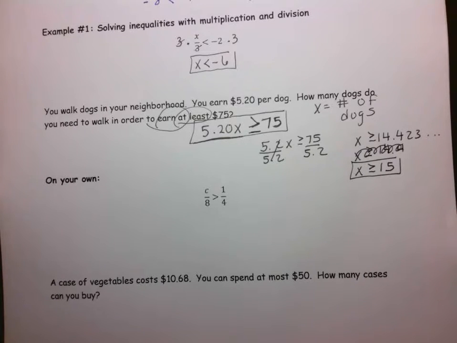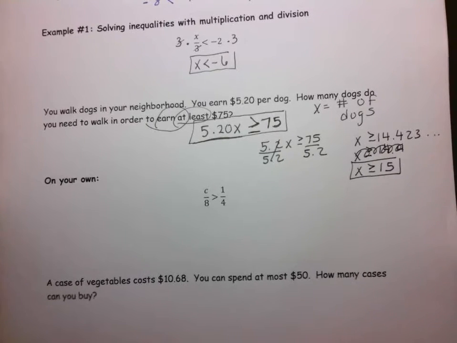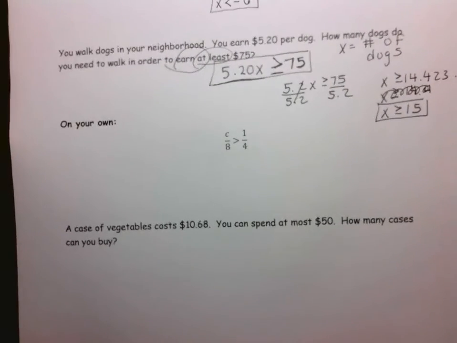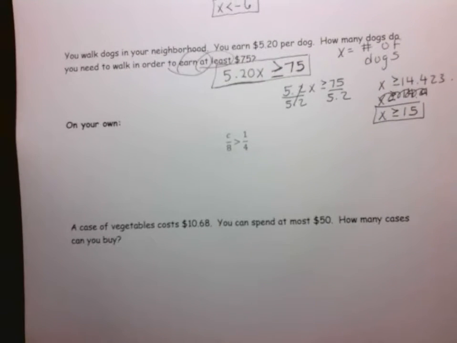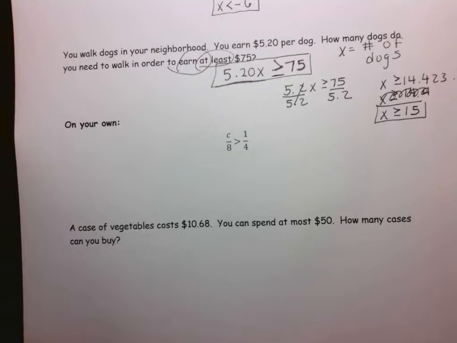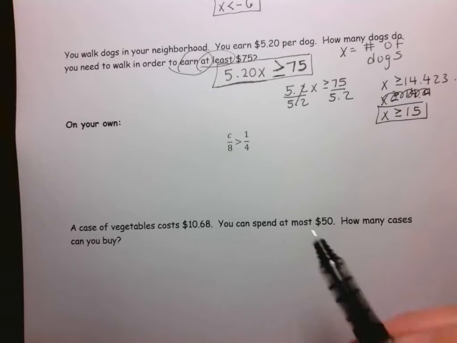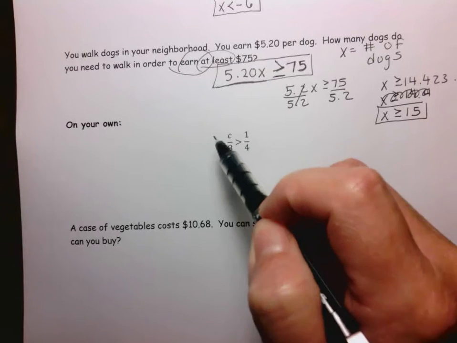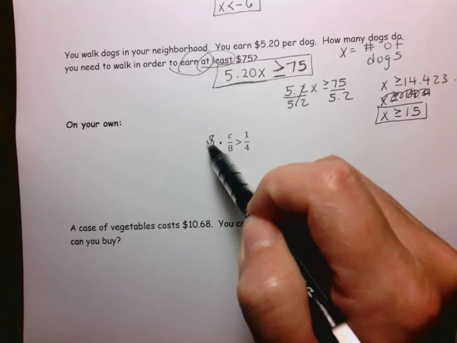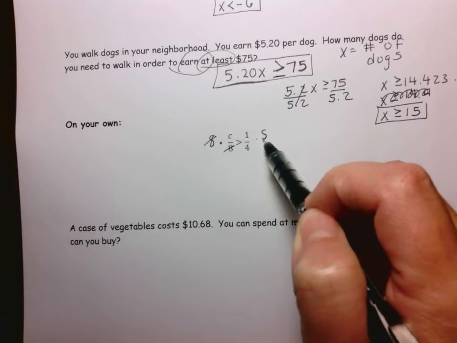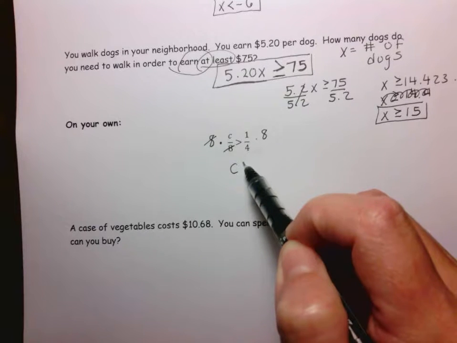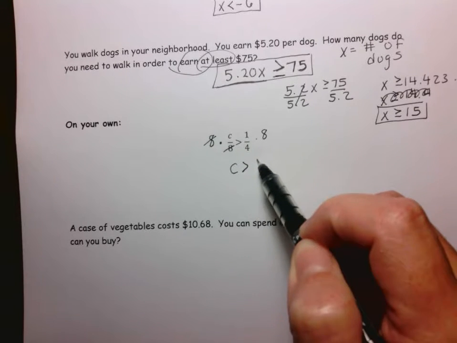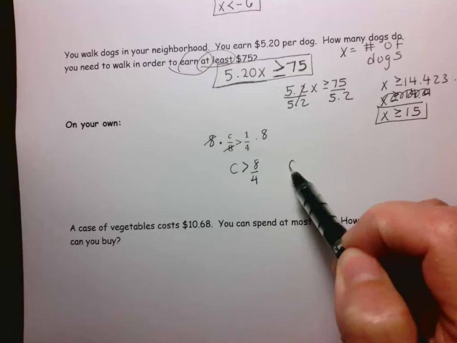Okay, so now pause the video and solve these two on your own problems. Okay, so I'm going to solve by isolating my variable. So I want to multiply both sides by 8, and when I do so, I get C is greater than 8 over 4, C is greater than 2.